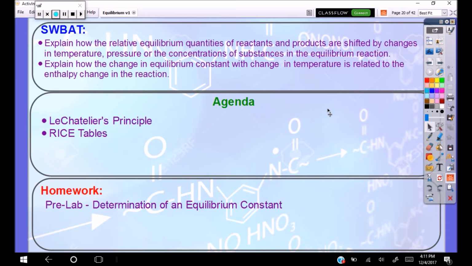Okay, class, today is a big day. Le Chatelier's principle and rice tables are on the agenda. By the end, we'll be able to explain how the relative equilibrium quantities of reactants and products are shifted by changes in temperature, pressure, or concentration. We're also going to explain how the change in equilibrium constant with change in temperature is related to the enthalpy change of the reaction.